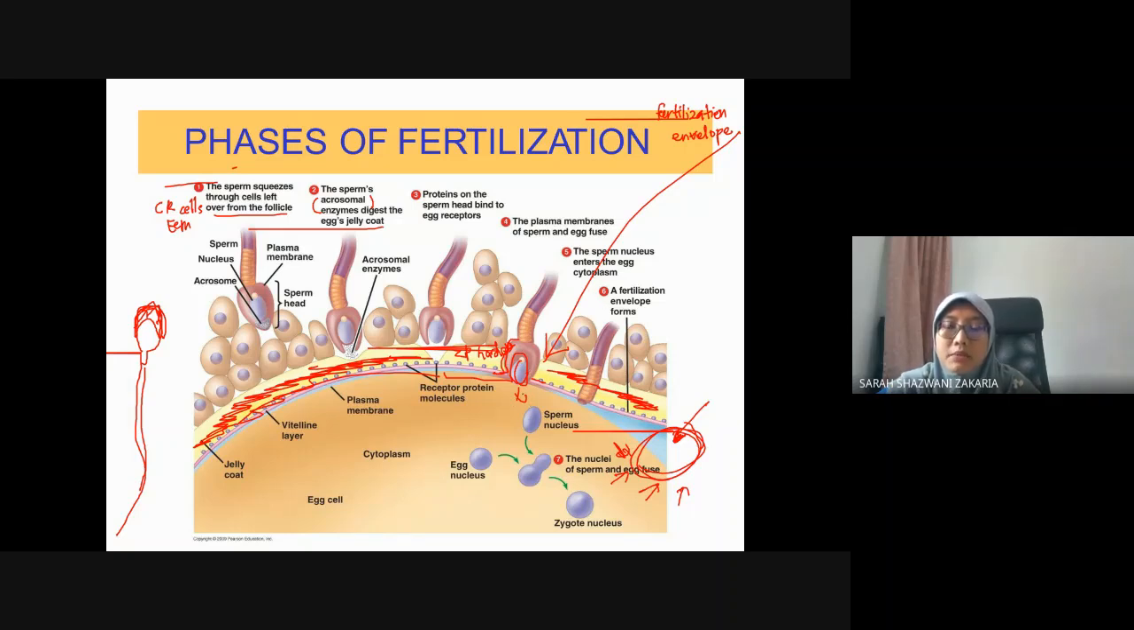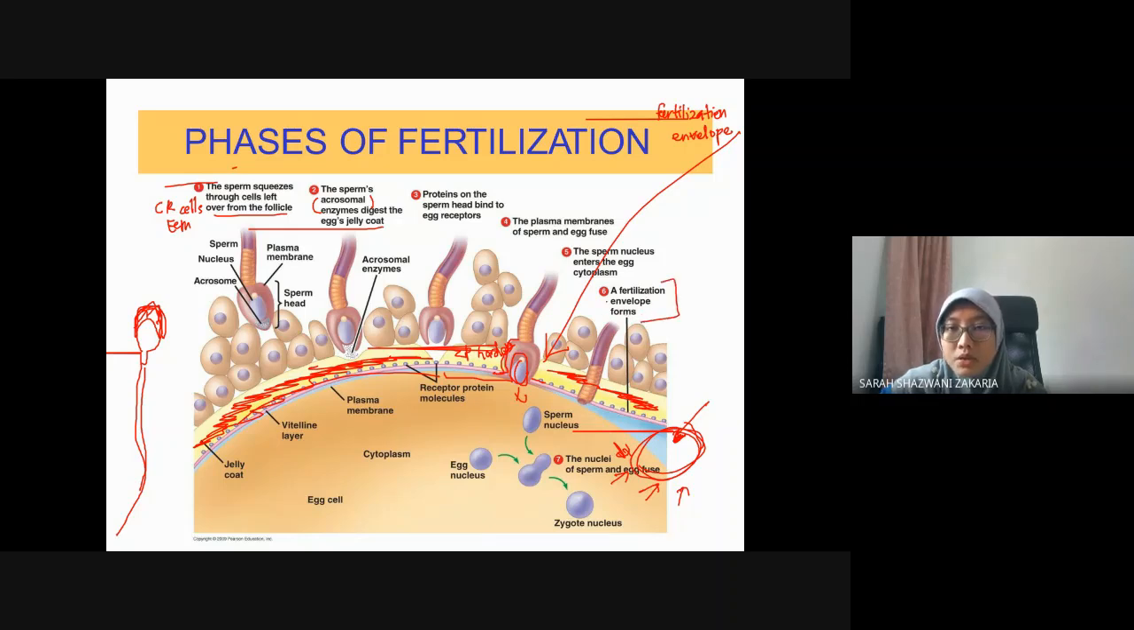At this phase, the egg, arrested in meiotic division, metaphase 2, if I'm not mistaken, will continue and complete meiotic division 2. Okay, will continue the phases: anaphase 2 and telophase 2, and the polar body. Okay. So the fertilization envelope forms.